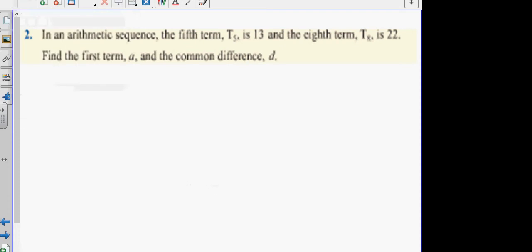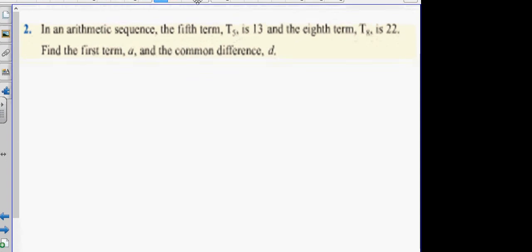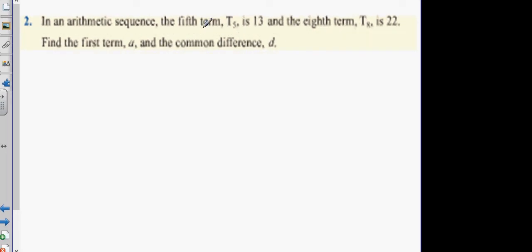We're recording. So in an arithmetic series, the fifth term T5 is 13, and the eighth term T8 is 22. Find the first term A and the common difference D.